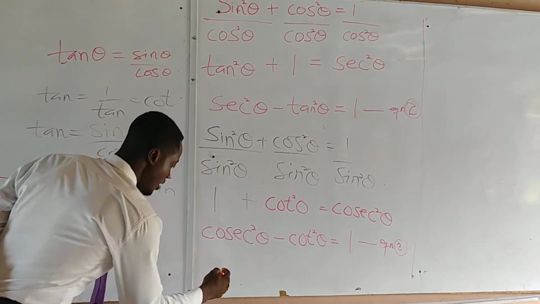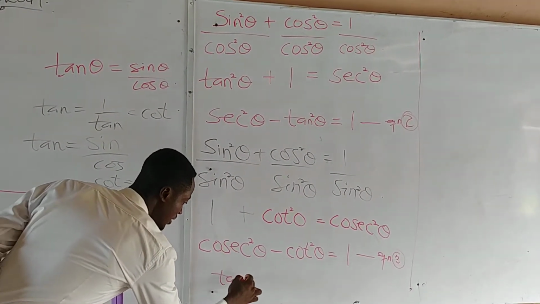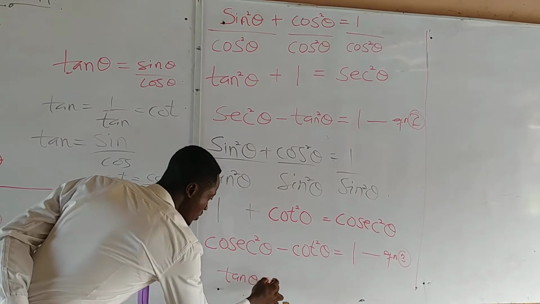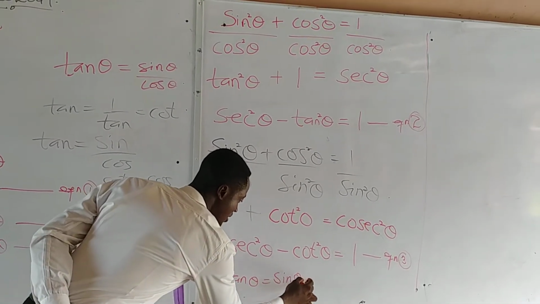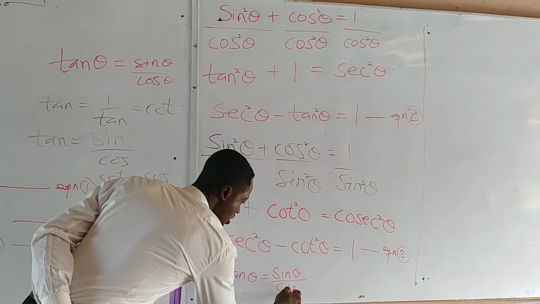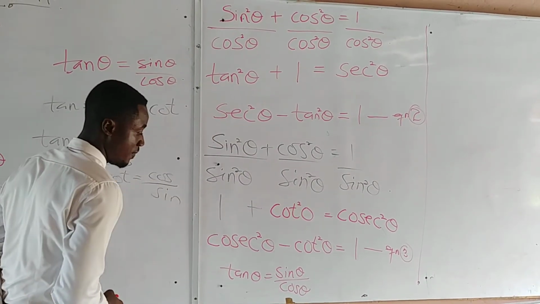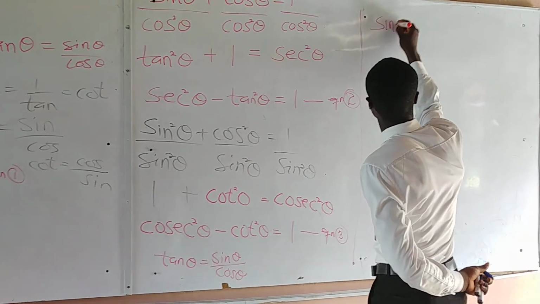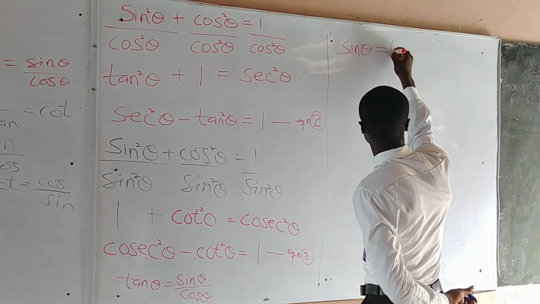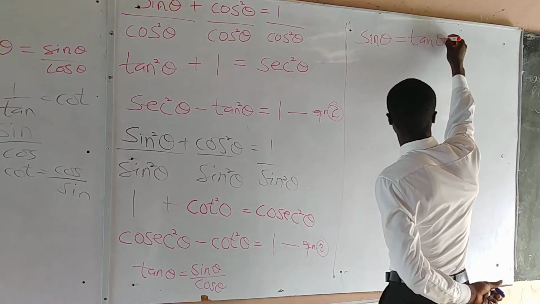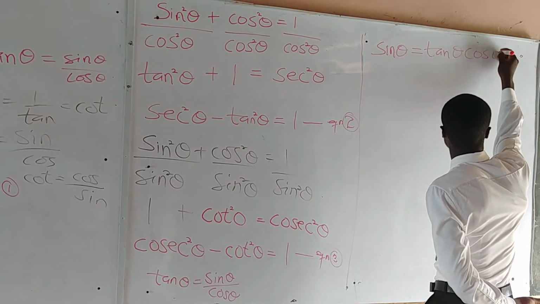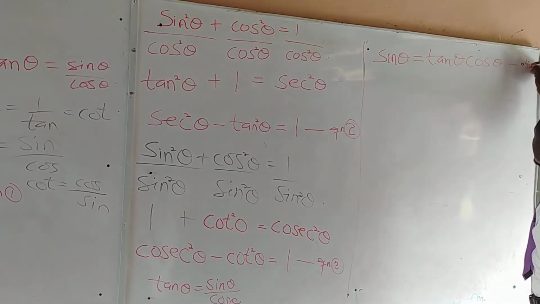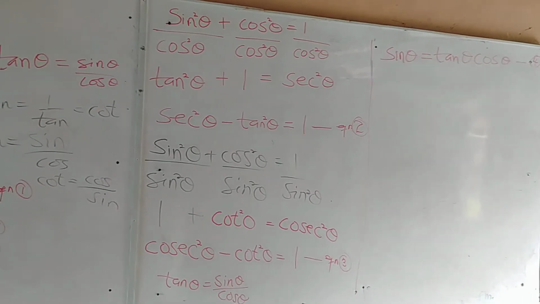And tan theta is equal to sine theta on cos theta. Therefore, you can say that sine theta is the same as tan theta cos theta. Take notes.